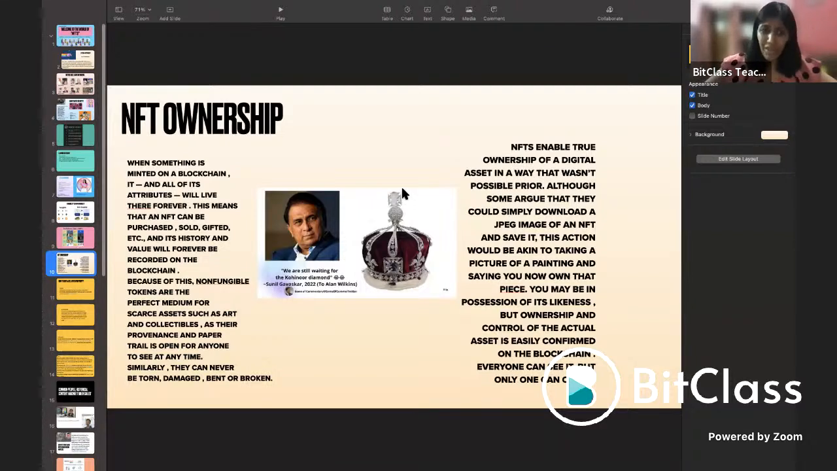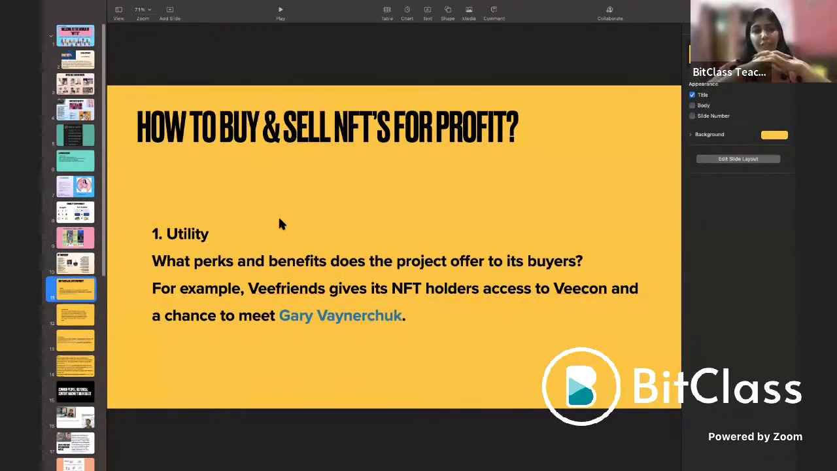I love that. Right? So guys, NFT ownership is completely going to change the whole game of the corporate structure, the legal structure, right? Because machines are going to take over eventually. Correct? So this was about NFTs. Now this one is for the flippers. How do you buy and sell NFTs for profit, right? So utility is the number one criteria for the same. What perks and benefits does a project offer to its buyers? Let's say I'm a teacher.